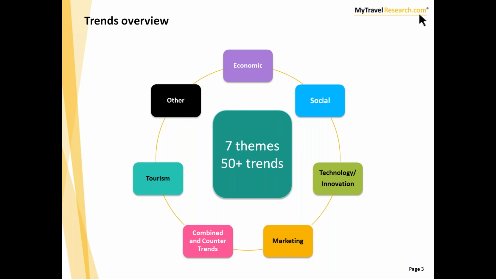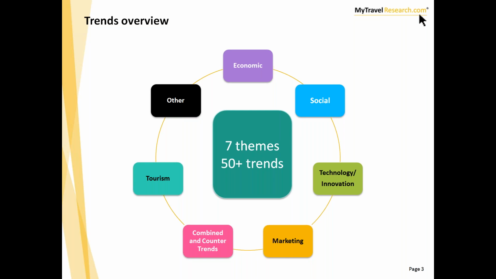and then something we call combined and counter trends, because trends very seldom walk alone. They're friendly to one another, so we get a sense of all of those things happening. And finally, there's a whole bunch of trends that don't really fit in there, so we have what we in the research trade know as a dump code, which is other.